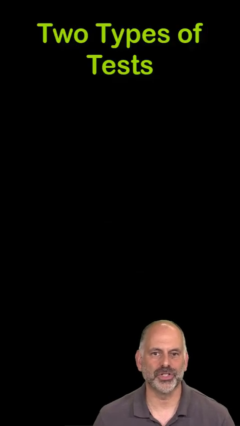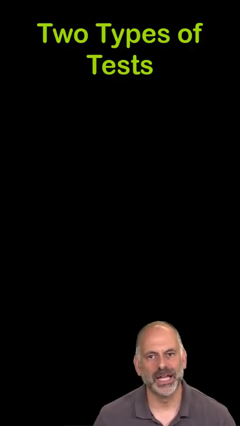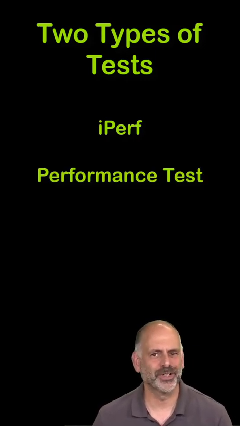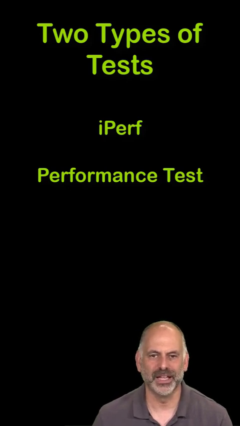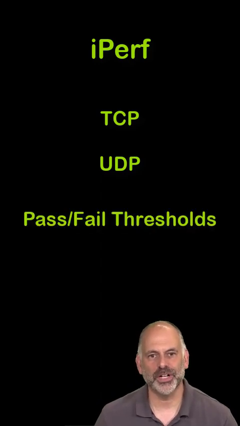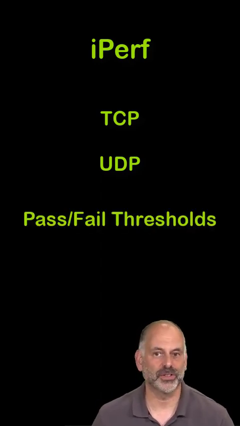The EtherScope nXG supports two types of throughput testing. These are iPerf and the NetAlly performance test. Before we start pushing packets through the network, let's take a look at the difference between these two tests. iPerf supports TCP and UDP data streams. When configuring the test, thresholds are set to establish pass-fail criteria.